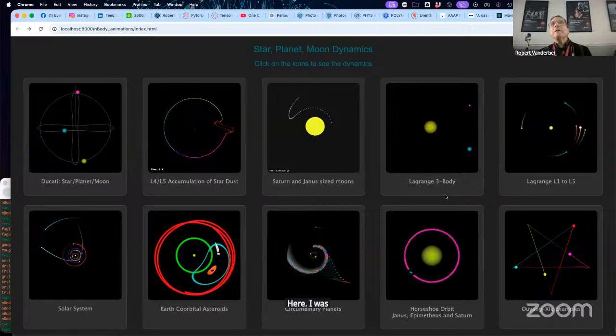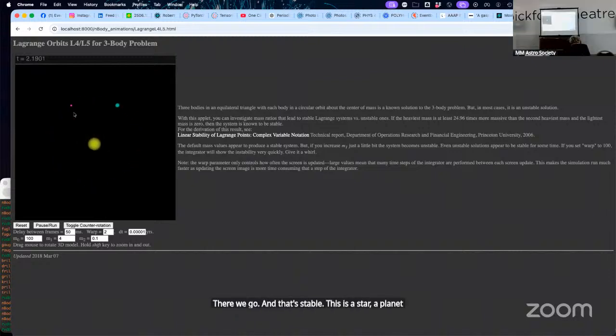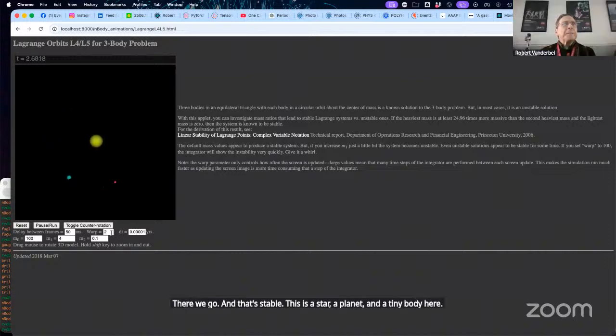Okay, L3, the Lagrange three body. Should we show that one? There we go. And that's stable. This is a star, a planet, and a tiny body here. And if I speed it up, things get interesting.